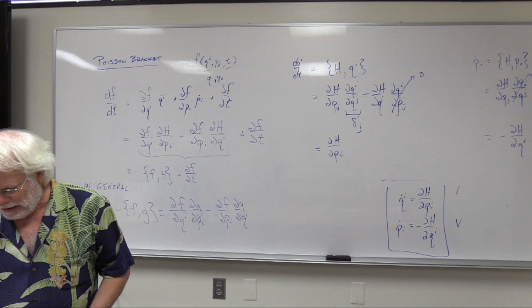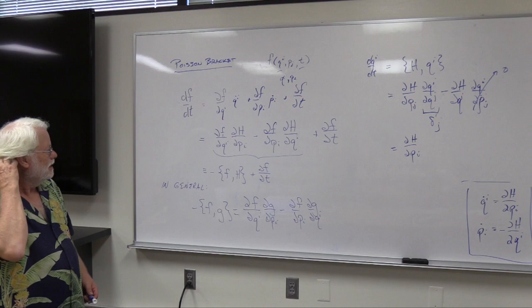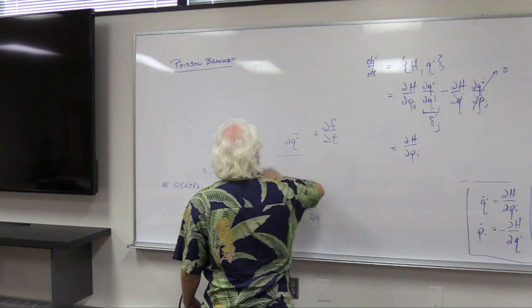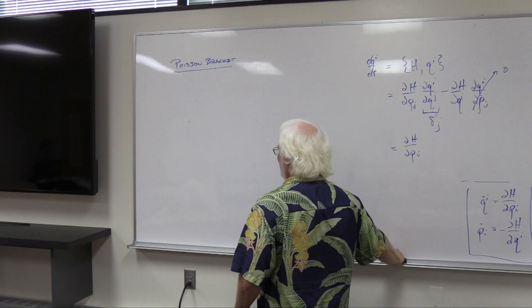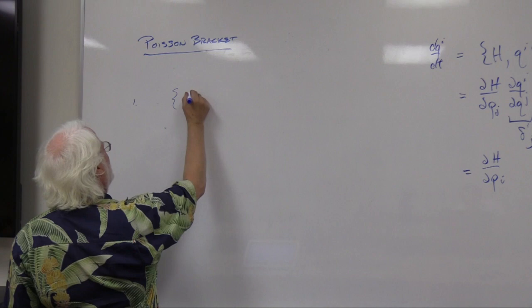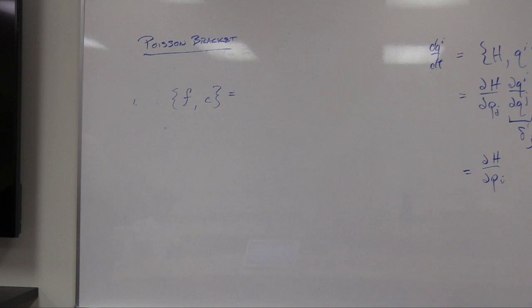Okay. So there are some nice formal properties of these things. Let's look at the Poisson bracket of any dynamical variable with a constant. And what do we get? Both partials of the constant vanish, so that's zero.